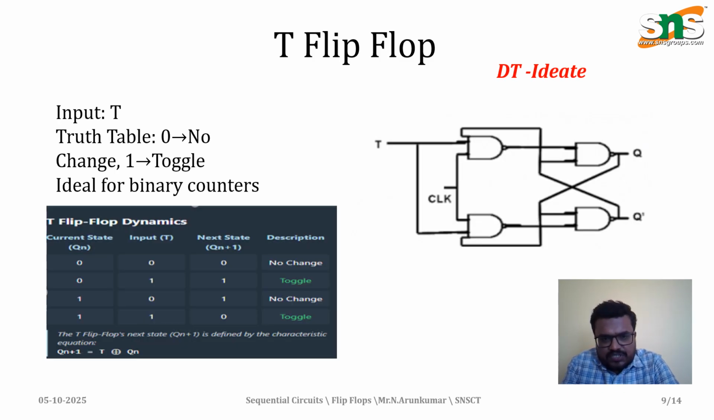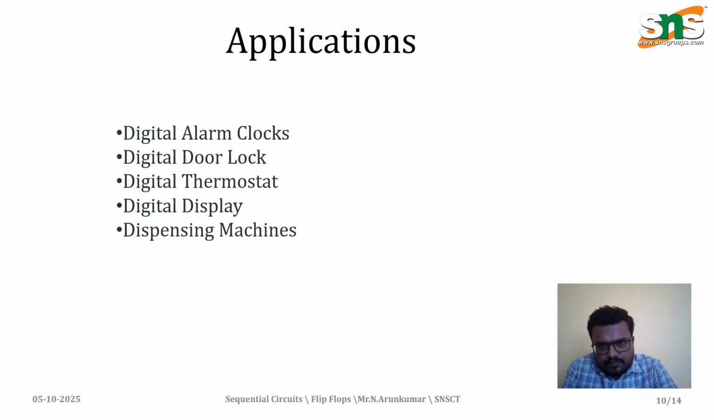T flip-flop. The T flip-flop is the same as the D flip-flop, but 0 is no change and 1 is toggle. Only that value will be mapped for this T flip-flop.